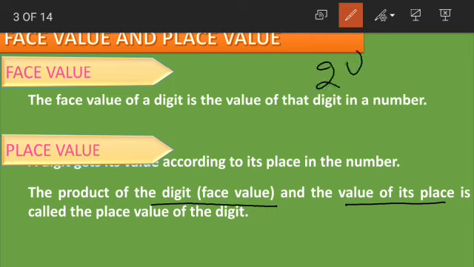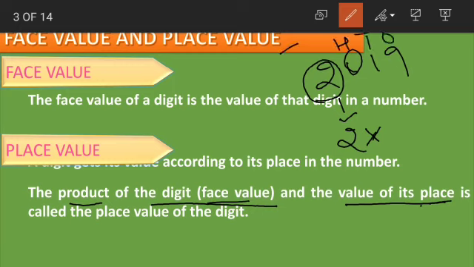Now again I'll take the same number as example. We are taking 2019 as the example, where we'll find out the place value of 2. We have to find out the product of face value and its place. What is the face value of 2? The face value of 2 is 2. Product means multiply, and what is the place? Let us write all the places on top of the number: ones, tens, hundreds and thousands. Right, children? Now what is the place of 2? 2 is in thousands place.